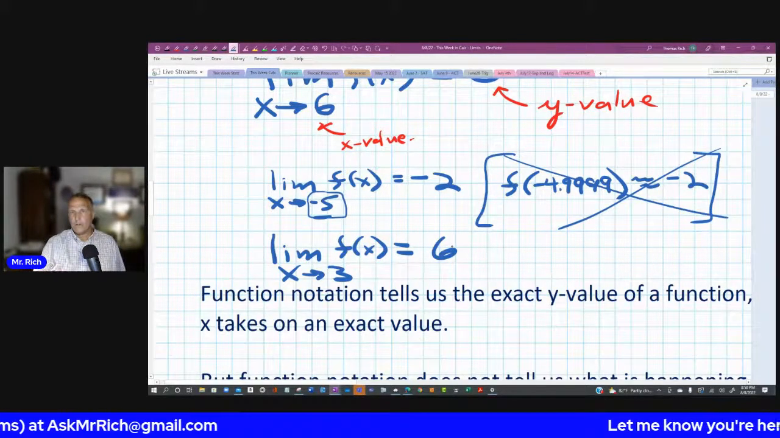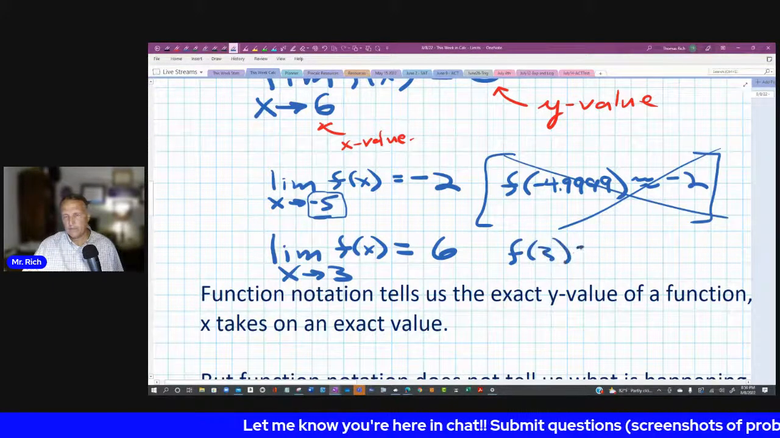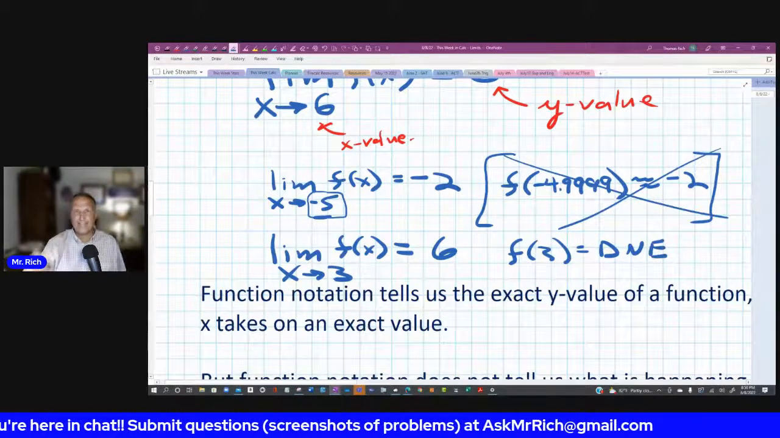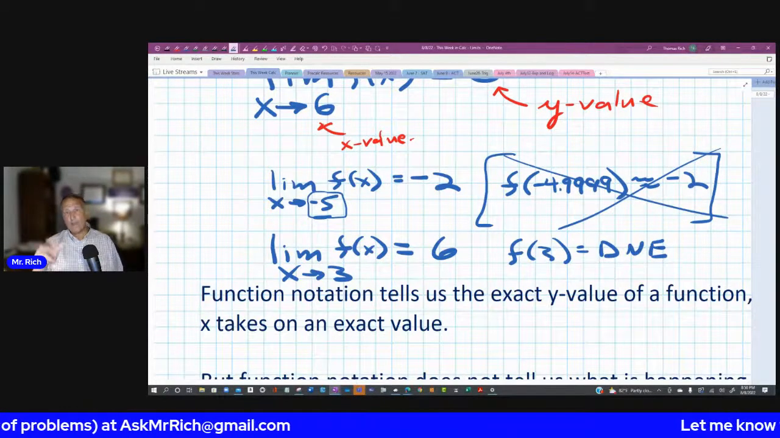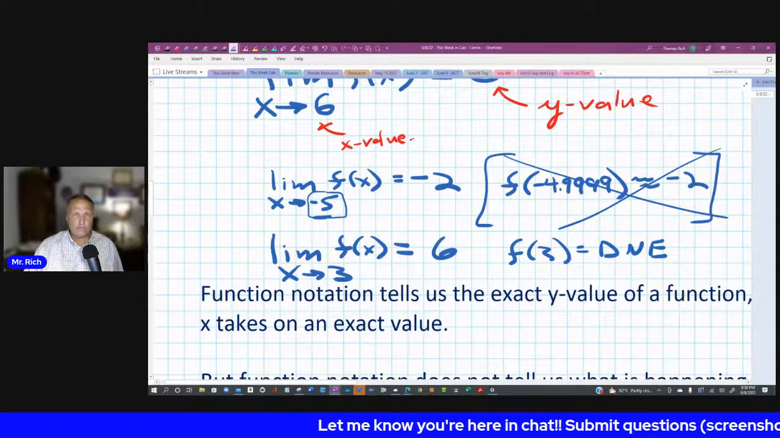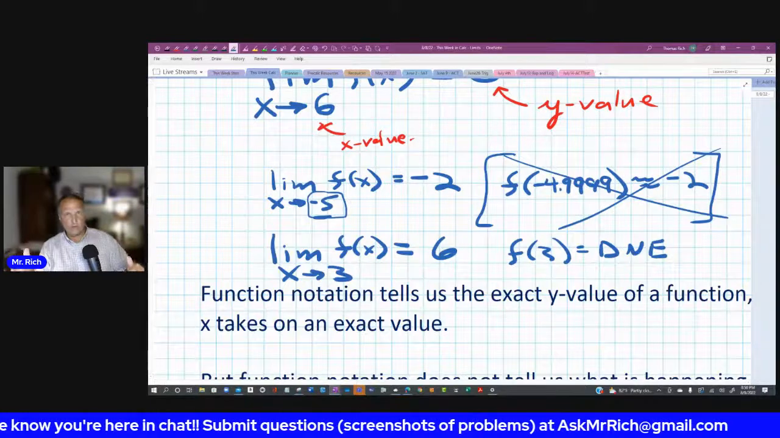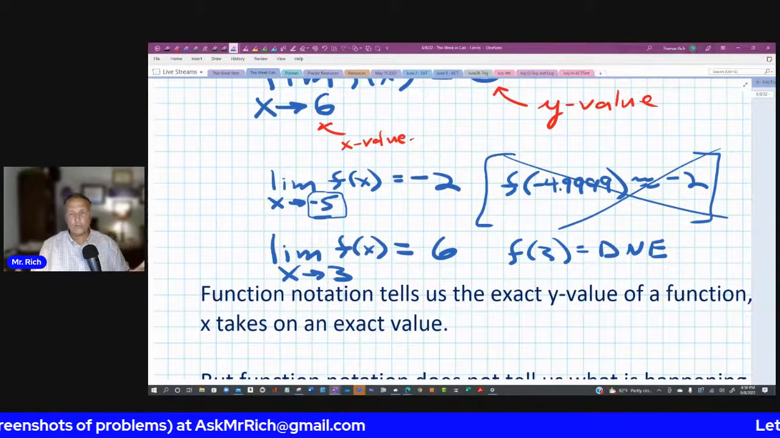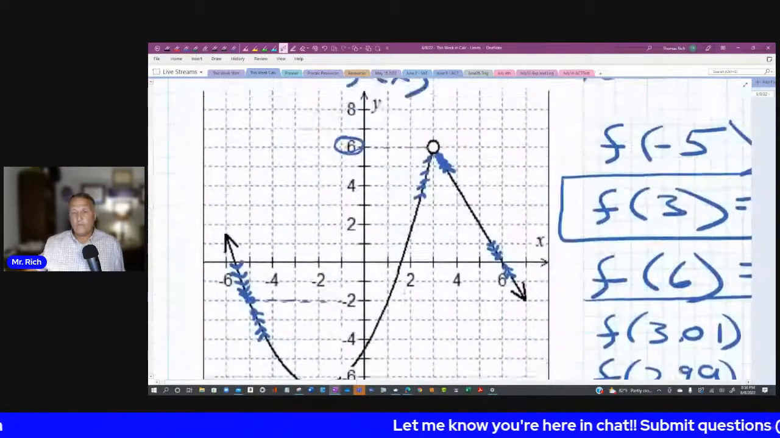Now, we already established something that's true about function notation, that f of 3 does not exist because the function does not have a y value exactly at 3. But as I said, that doesn't tell the whole story about what's happening around x equals 3, because now we know that the closer I get to x equals 3 from both the right-hand side and the left-hand side, at 3.0001 and 2.9999, the closer I'm getting to a y value of 6.